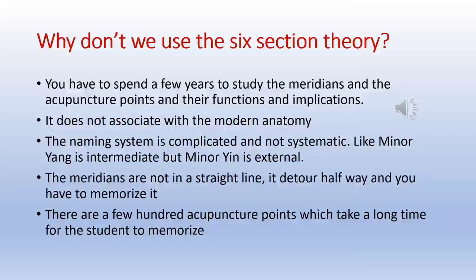Thirdly, the naming is complicated, and it's not systematic. The minor Yang, Shaoyang, is intermediate, but the minor Yin, Shaoyin, is external. Sometimes the naming is complicated, and the meridians are not in a straight line. They detour halfway, and you have to memorize it. It's not a straight line.